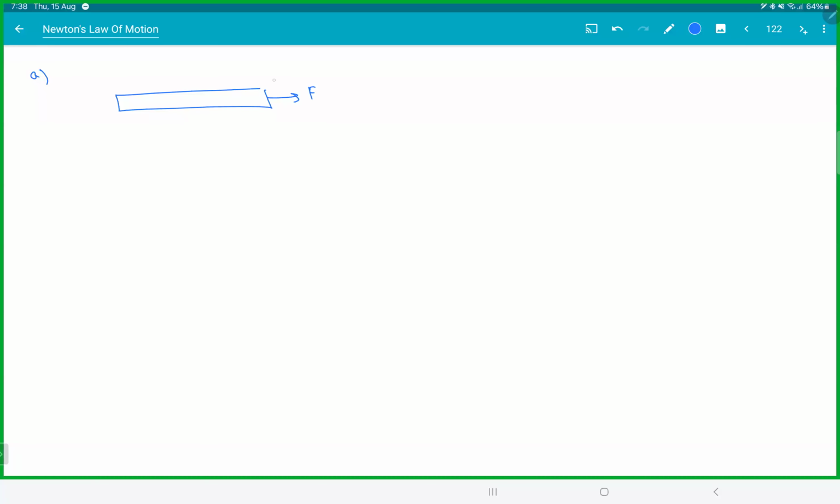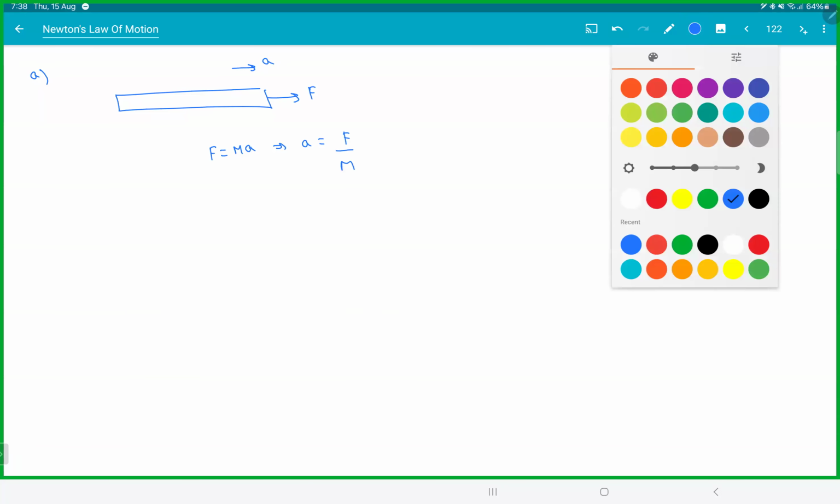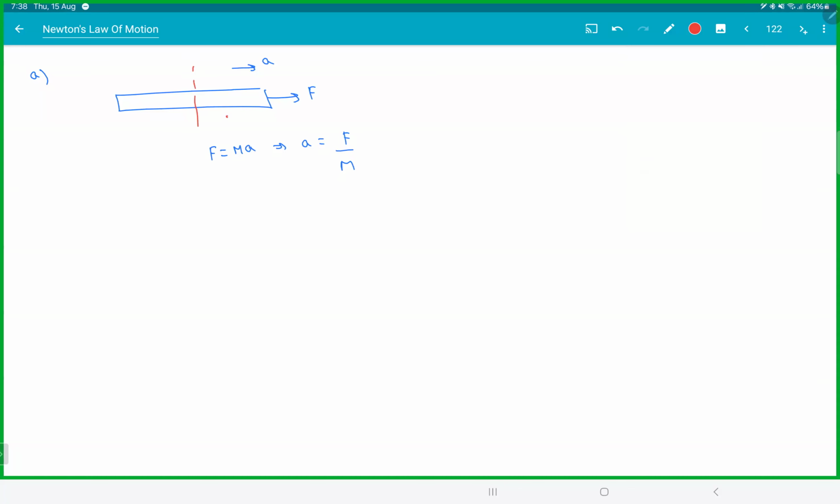This is F, this is acceleration, so F is equal to MA. Acceleration is F by M. You want tension here? Cut it here. You'll get two pieces, right piece and left piece. I will take the right piece. What are the forces? F, and tension. Now remember, because you're cutting it, mass will not remain same, mass will be small m.